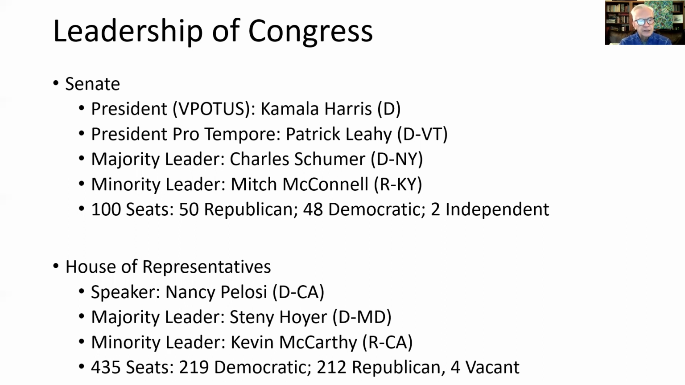The House of Representatives has a speaker who is generally the longest serving member of the majority party. In this case, Nancy Pelosi, who is now in her 80s. And then there's a majority leader, a minority leader. If the Republicans retake the Congress in 2022, Kevin McCarthy, the current minority leader, will become the Speaker of the House, and Nancy Pelosi would become presumably the minority leader. The House is also very evenly split. Right now, there are 219 Democrats, 212 Republicans, and there are 4 vacant seats in the House of Representatives. Those could go either way. If they were to go Republican, that would mean it'd be 219 to 216.